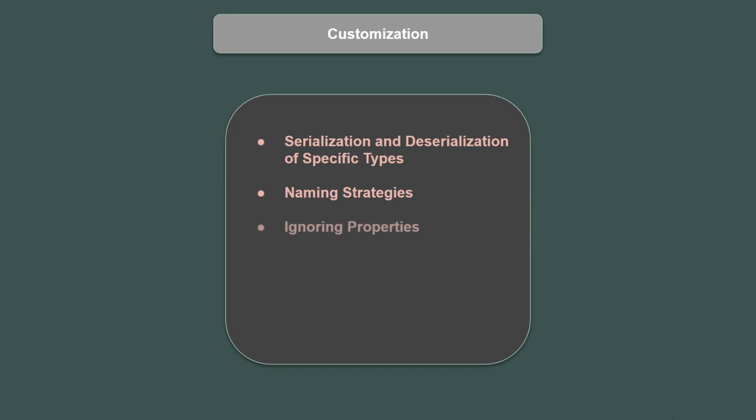JSON provides powerful features for customizing how JSON data is serialized and deserialized. Serialization and deserialization of specific types. If you have a custom data type that needs to be serialized to a JSON string in a specific way, you can write a custom serializer for that type. Naming strategies. Mapping Java field names to custom JSON property names. Ignoring properties. Ignore certain properties during serialization or deserialization.